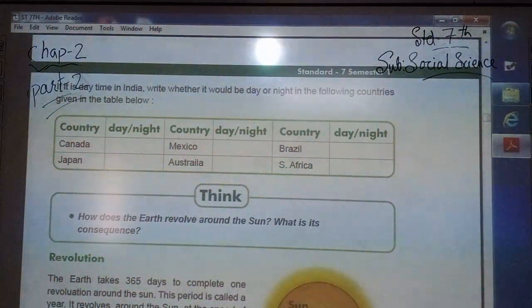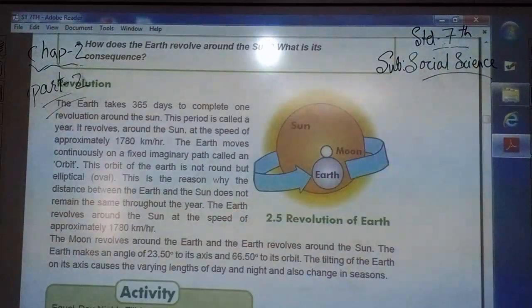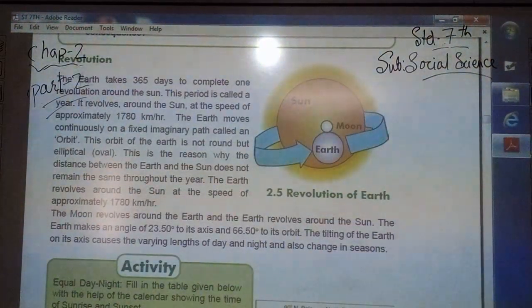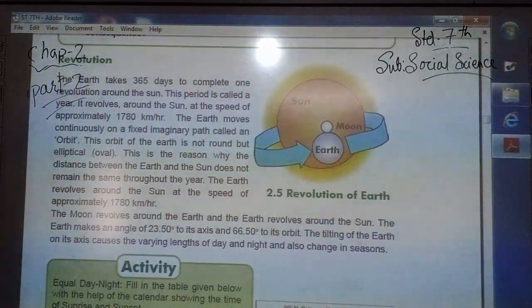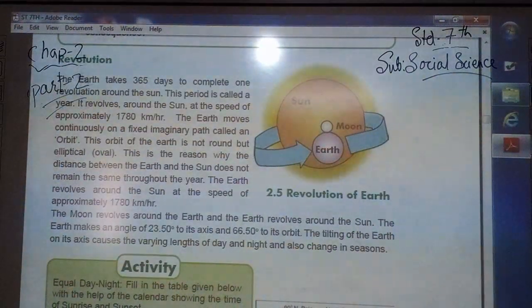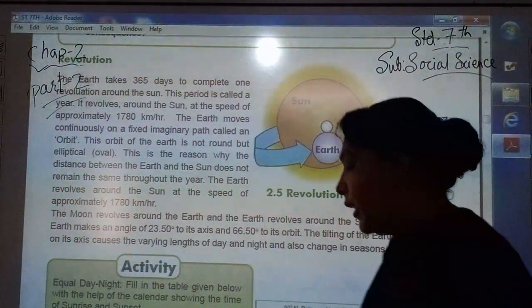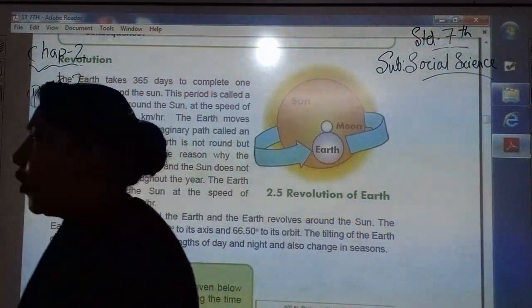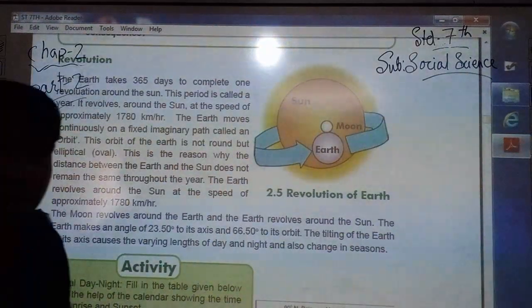Understood? Now we have completed rotation, and we have seen the definition also. Now comes revolution. What is revolution? The earth takes 365 days to complete one revolution around the sun. This period is called a year. Rotation takes 24 hours, it takes a day and night. If I talk about revolution, then it will be 365 days.